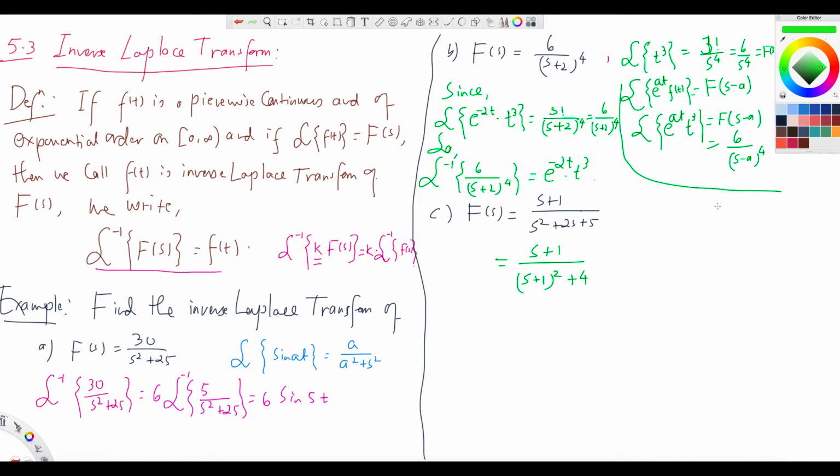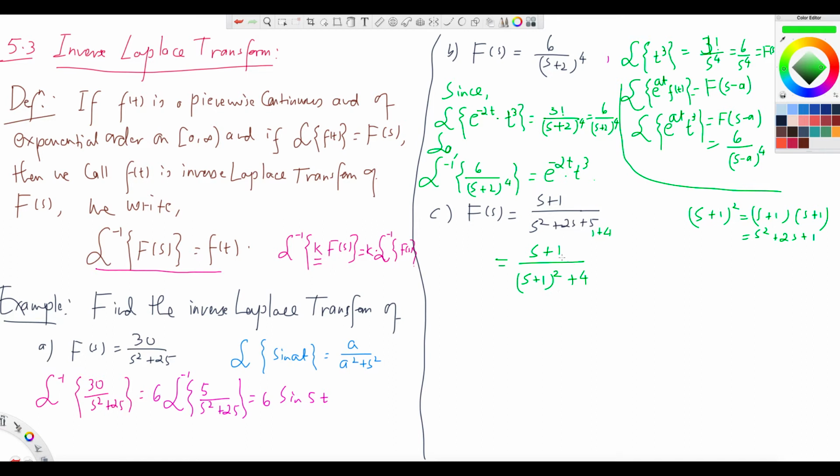Because what is s plus 1 squared? s plus 1 squared is s plus 1 times s plus 1, right? So if you simplify that, that will be s squared plus 2s plus 1. So 5 can be written as 1 plus 4, and then s squared plus 2s plus 1 will be s plus 1 squared, and plus 4 is plus 4.